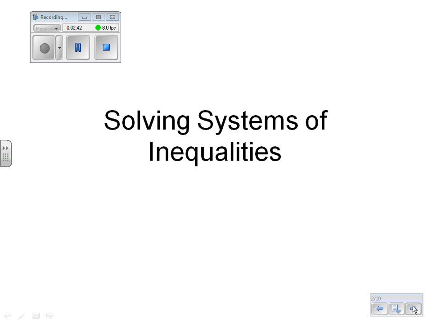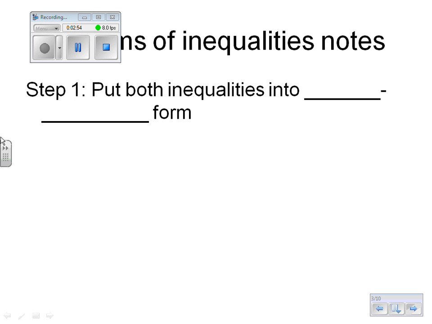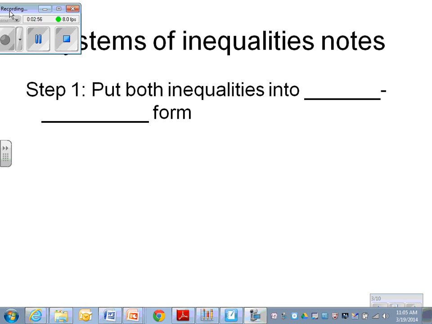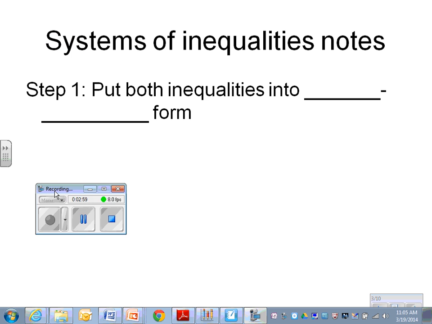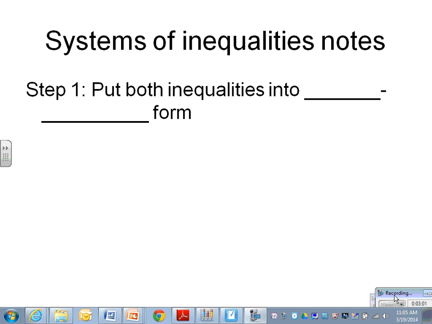So what we're going to do now, again, is solve a system of inequalities. A system of inequalities is just more than one linear inequality with the same variables, just like we've seen systems of equations. In order to graph a system of inequalities, the first thing you're going to want to do is put both inequalities into slope-intercept form.